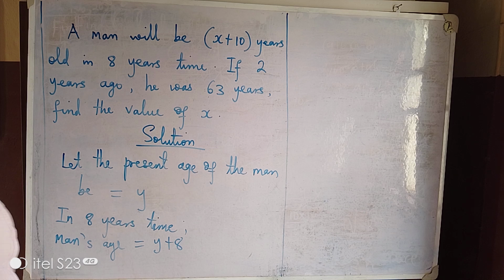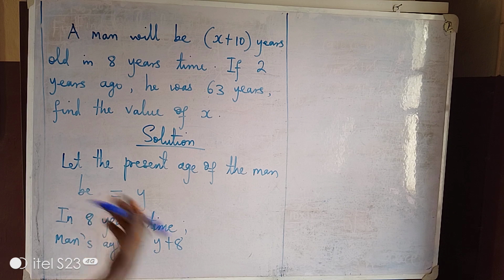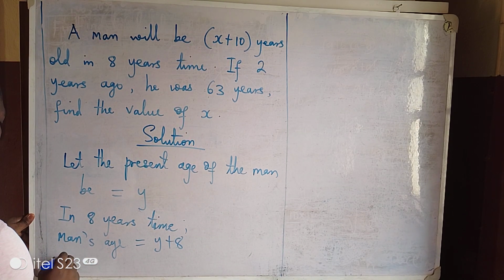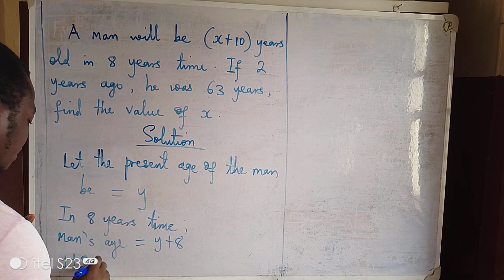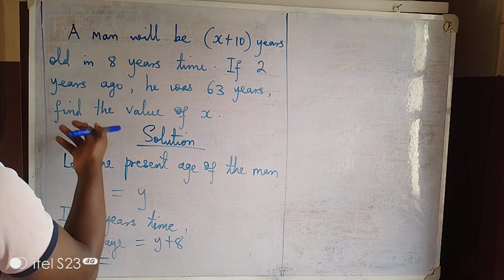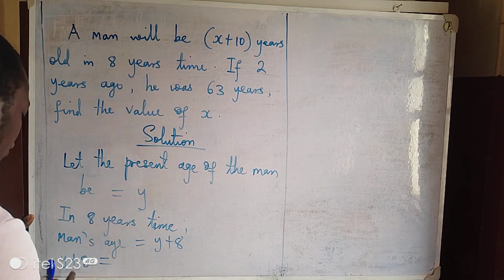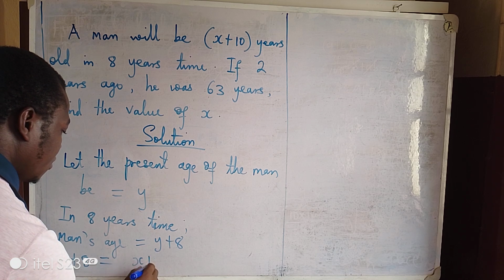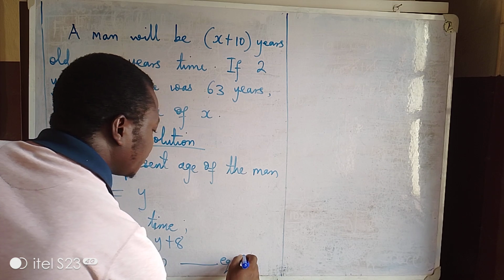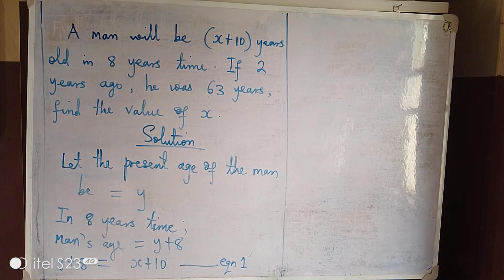Now, from the sentence, you can see that they've already given us the age of the man to be x plus 10 in 8 years time. So we can quickly say that y plus 8 is equal to x plus 10, since we've suggested that y should be the present age, and in 8 years time we are going to have y plus 8. You can call this equation 1.